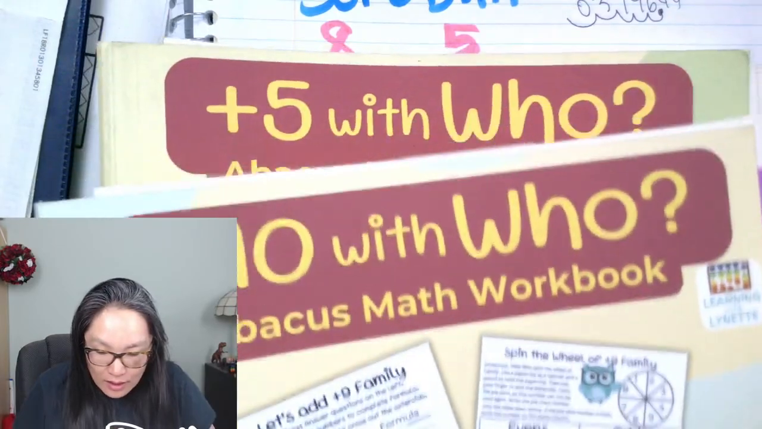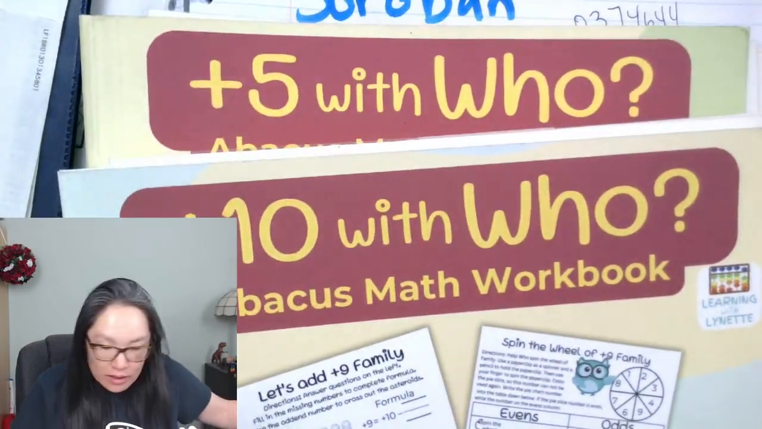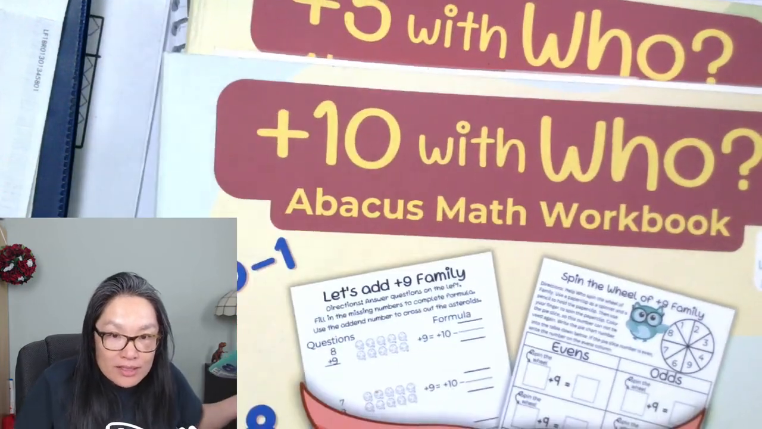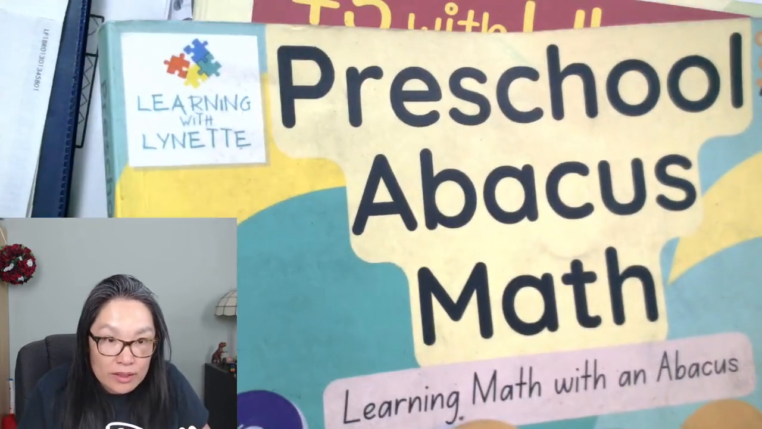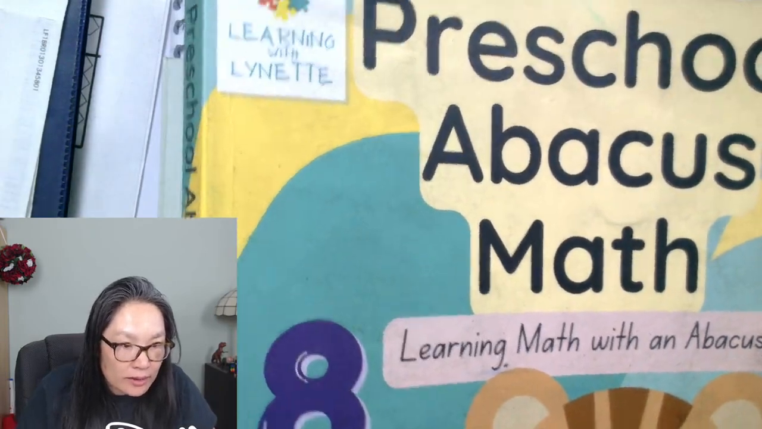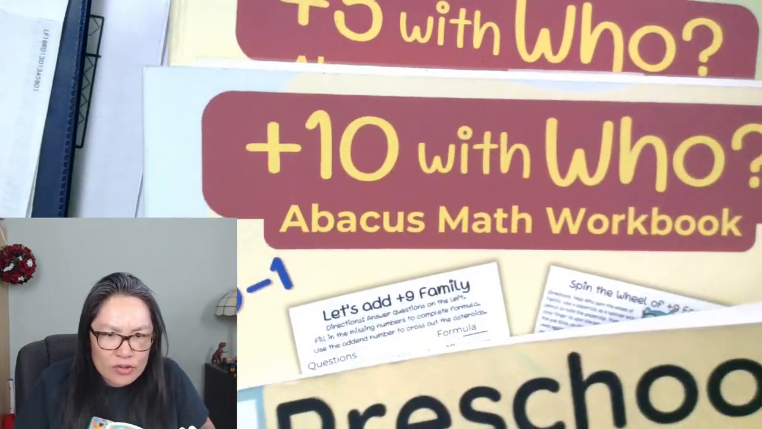So, Mimi, I have these ones because there's a 5 and then there's a plus 10 and then there's a preschool one. So I don't know if, yeah, see? Kat says the same. You're doing great.